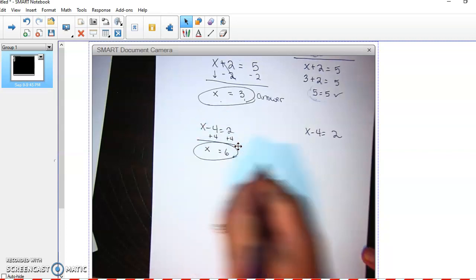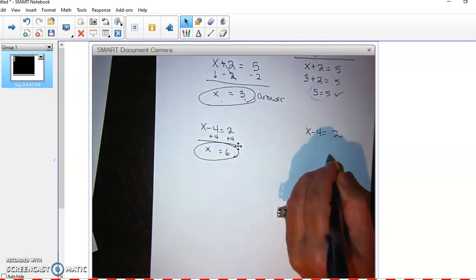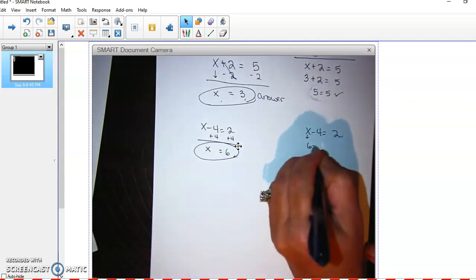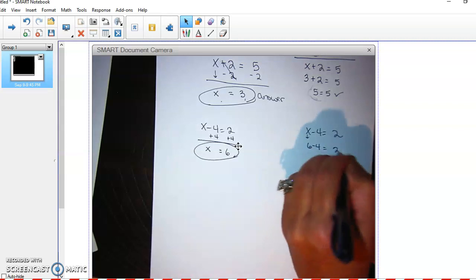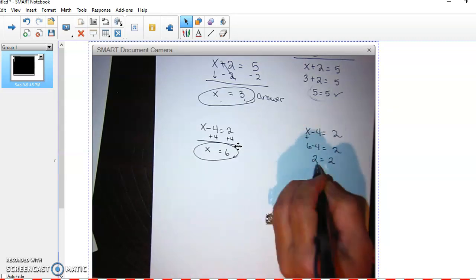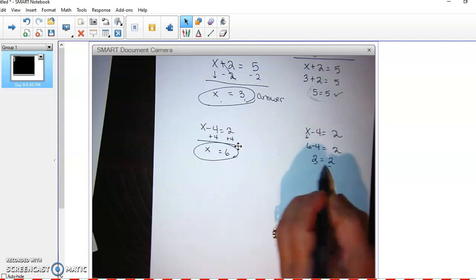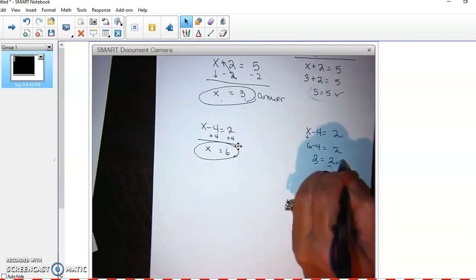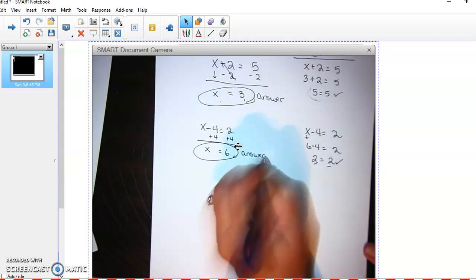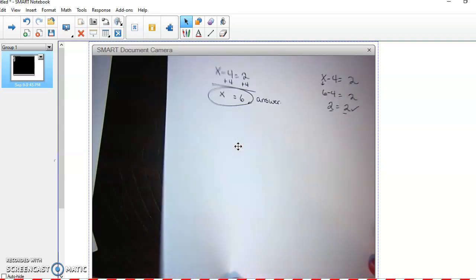And now I'm going to go on this side and I'm going to check my answer by substituting this 6 in for x. And I'm going to rewrite the equation. So 6 minus 4 equals 2. So both of these, 2 is equal to 2. That's a true statement, right? So that one checks. So we know this answer is correct. In this case, x is equal to 6.